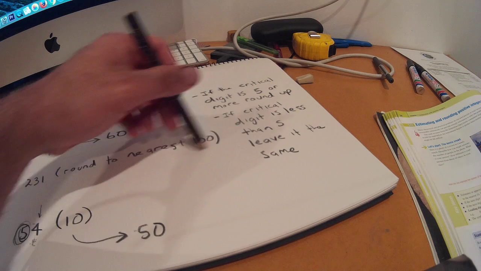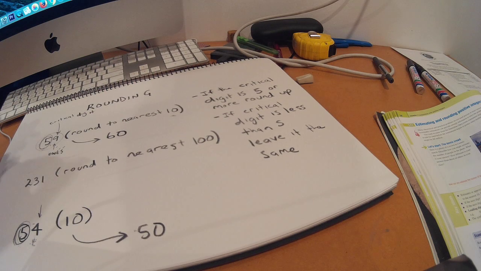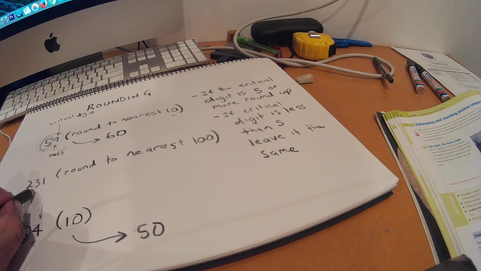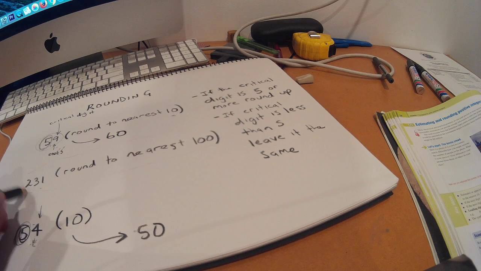Okay, so that's how you do your rounding. Let's have a look at the nearest 100 question. Well, first of all, we need to establish where the hundreds column is. That's the units, the 1. The 3 is the tens column. So the 2 is the hundreds column.